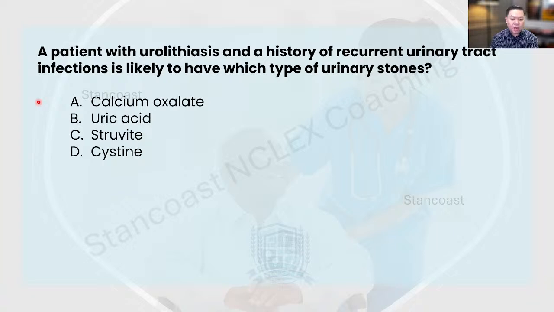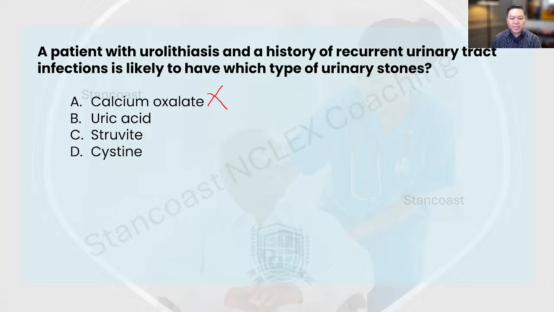Letter A, calcium oxalate. Well, this type of stone results from increased calcium intake and those conditions that can raise the serum calcium level. And our question here is basically which type of urinary stones a patient with a recurrent urinary tract infection is likely to have. Remember what type of stone they are if the patient has recurring UTI. I've mentioned this. And so calcium oxalate is not associated with this kind of scenario. We're going to eliminate that.